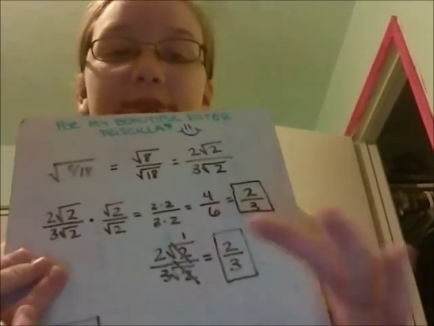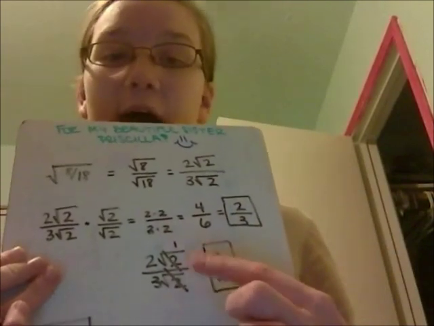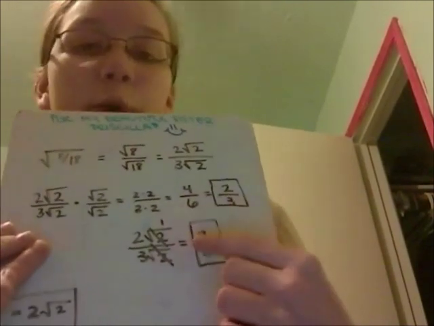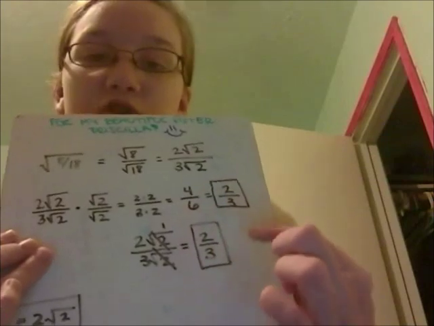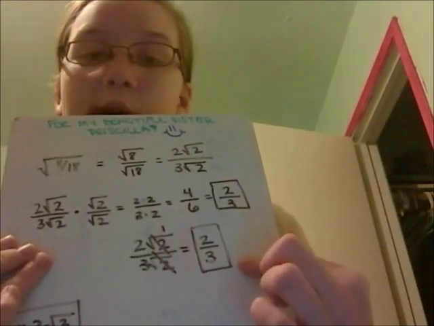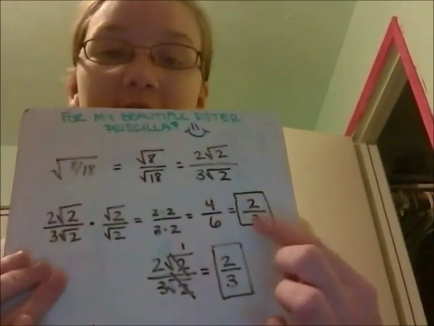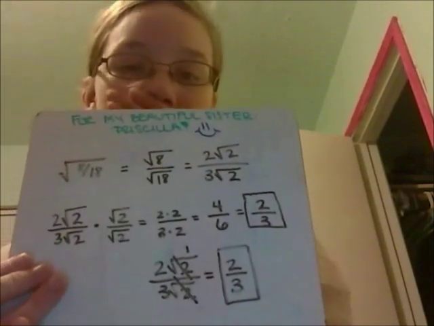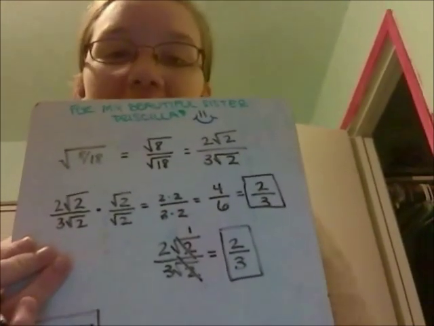So if you have it like this, where you can just divide out the square root of 2 divided by the square root of 2, or the square root of 3 divided by the square root of 3, then you can just go ahead and divide it out, put it as 1, 2 over 3. But if not, then you can do it this way. And none of it is hard at all. So that is how you do that.